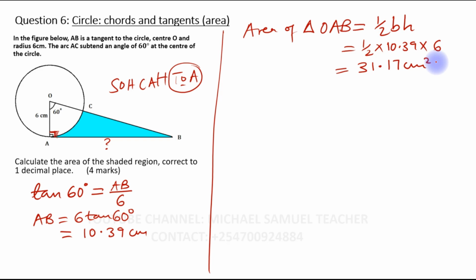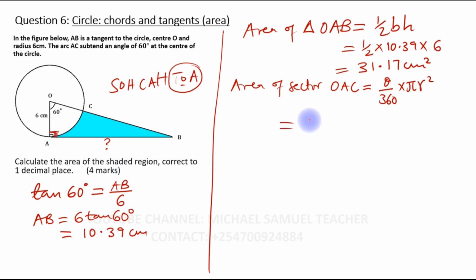Then we need to get the area of the sector OAC, and that will be theta over 360 times pi r squared. So in our case, theta is 60 degrees, so 60 over 360 times pi, which is 22 over 7, times the radius 6 squared. So using a calculator, you should get 18.86 centimeters squared.